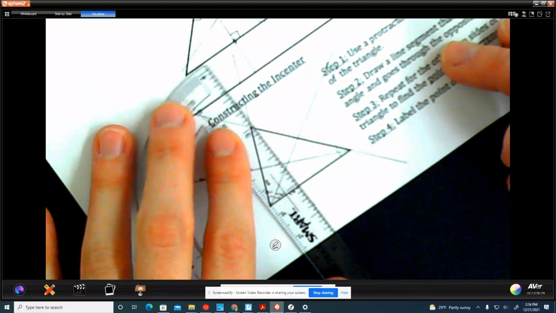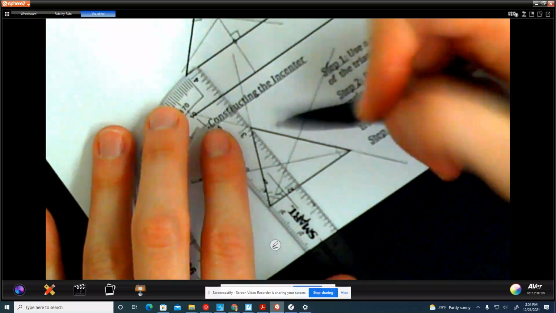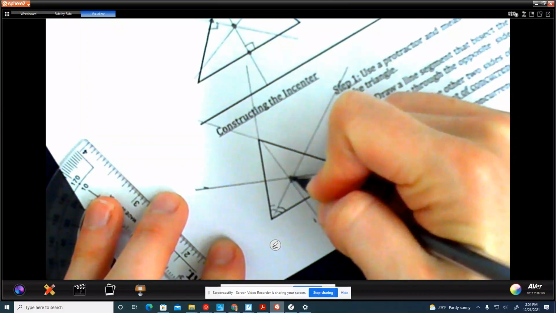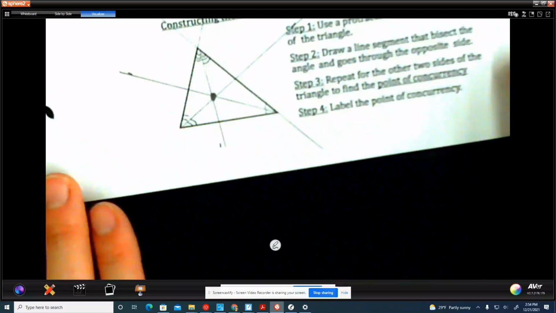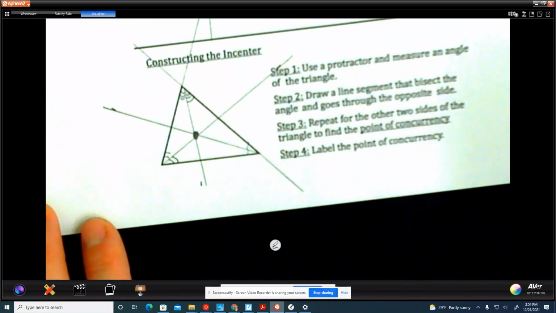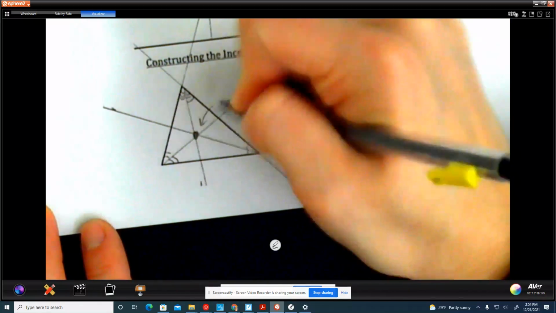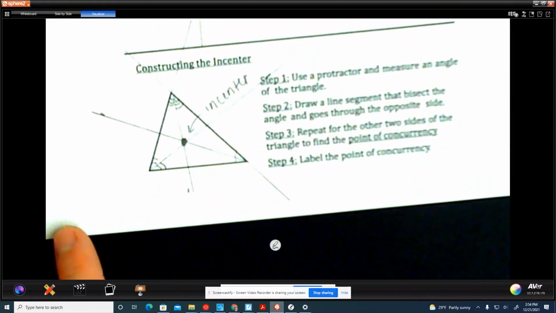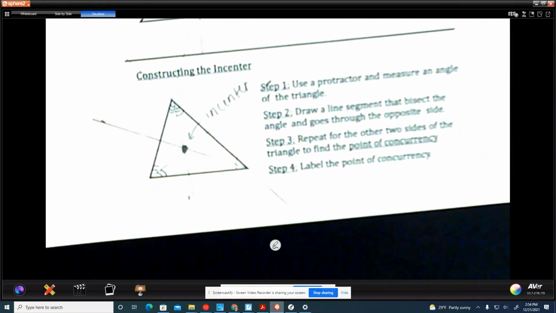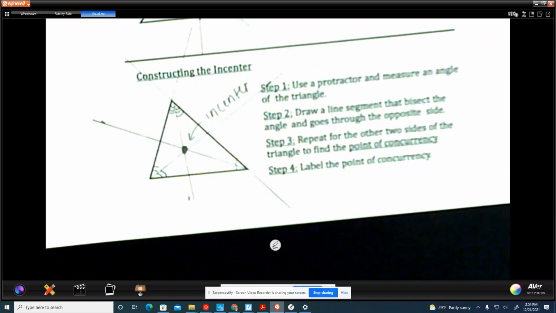Now again, if we do this pretty precisely, mine looks like it might be a little off here, but they should cross at a common point. If you need to just draw your dot bigger, you can do that. Like so. This would be the in-center. Did you get that one? I think that one's a little bit easier to do than the perpendicular bisector.